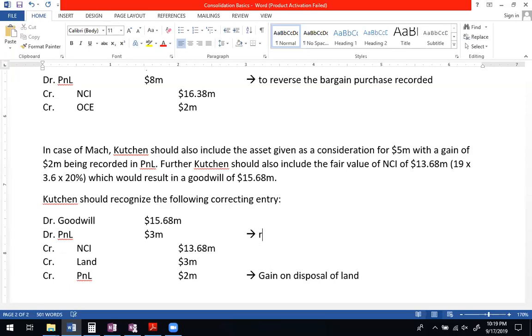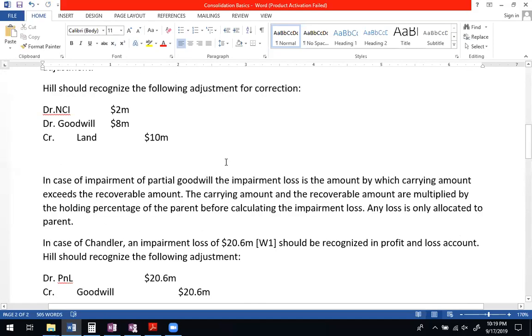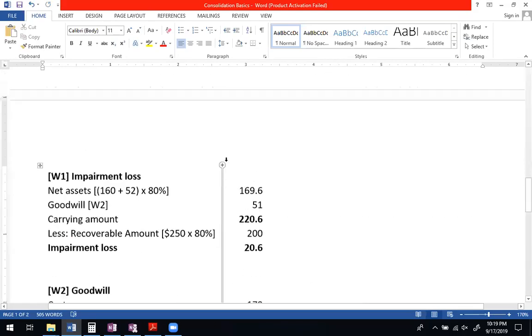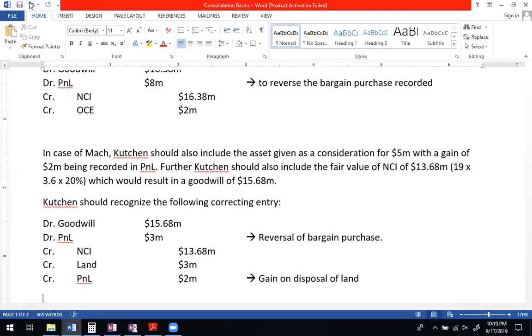And this was the reversal of bargain purchase. So this was the second question that we have solved today. We first solved the question of specimen 2, and then we have solved the question of specimen 1. In both the questions, we had the general accounting treatment of the goodwill, the purchase consideration, fair value adjustments, and so on.